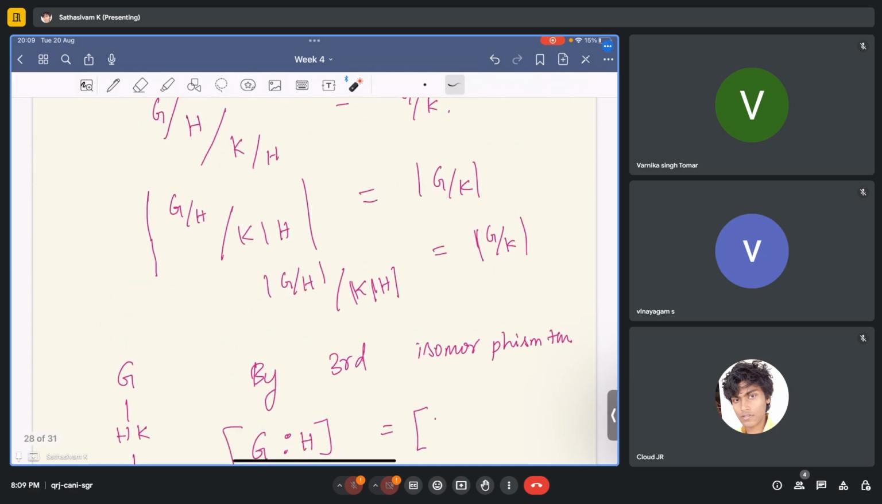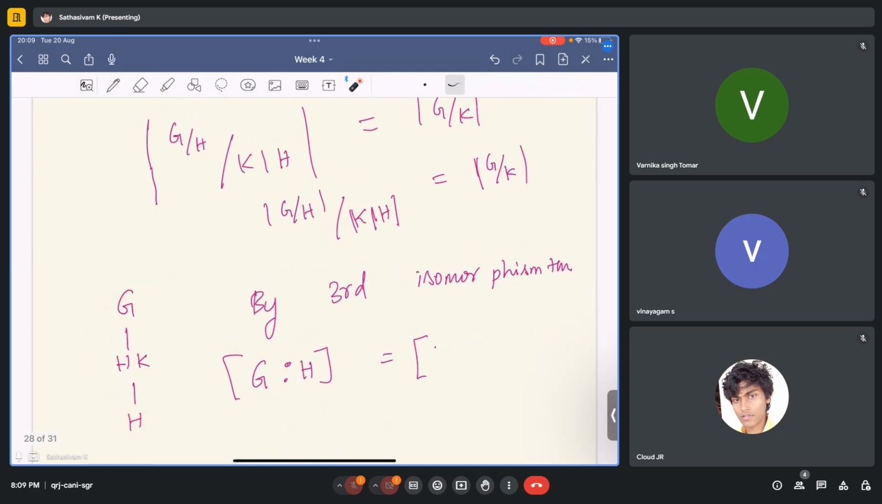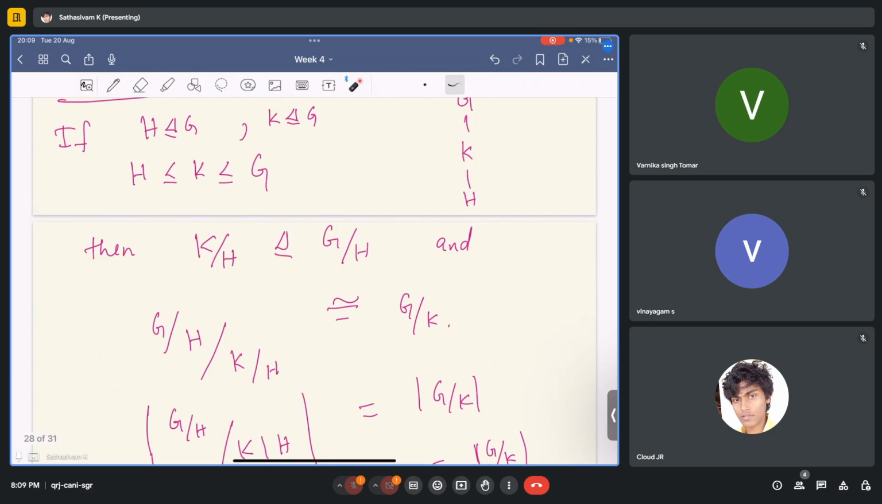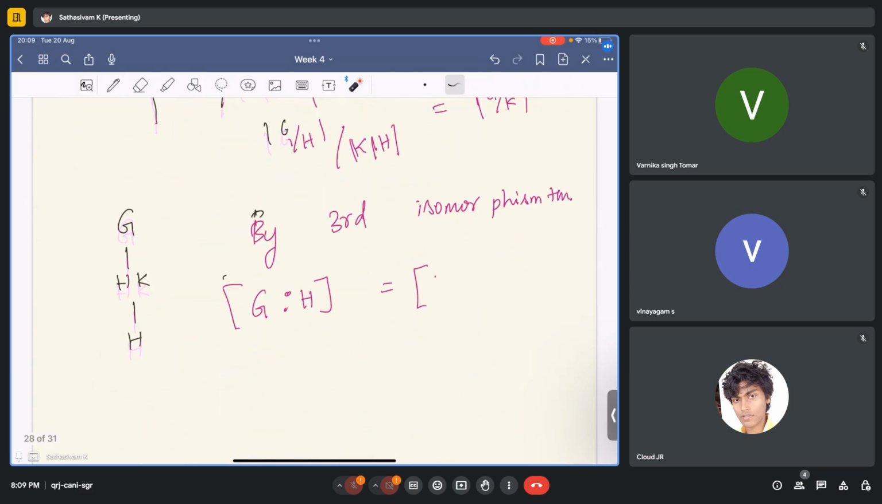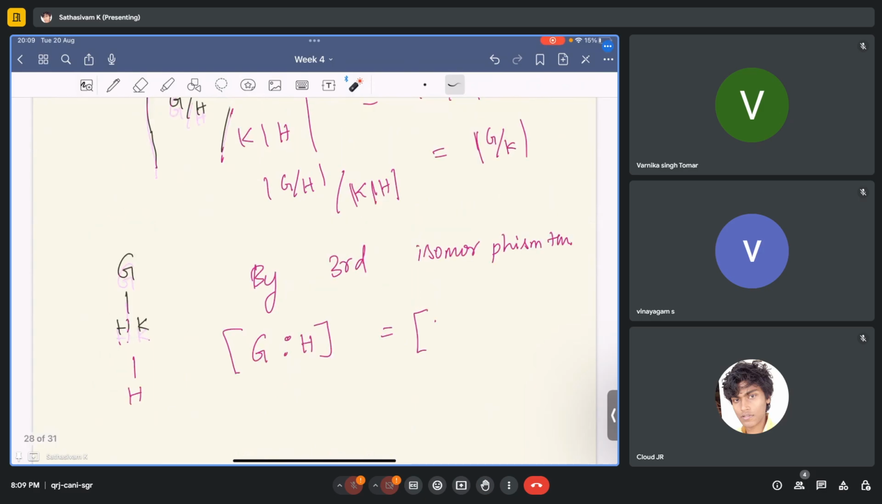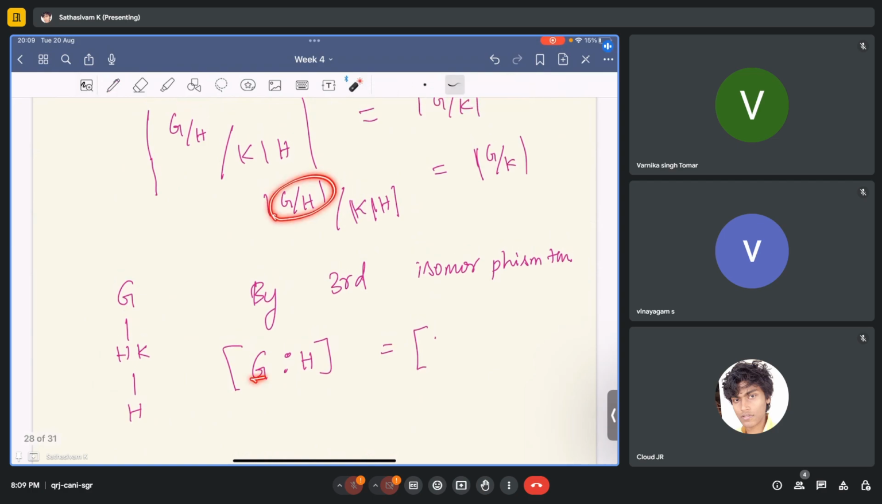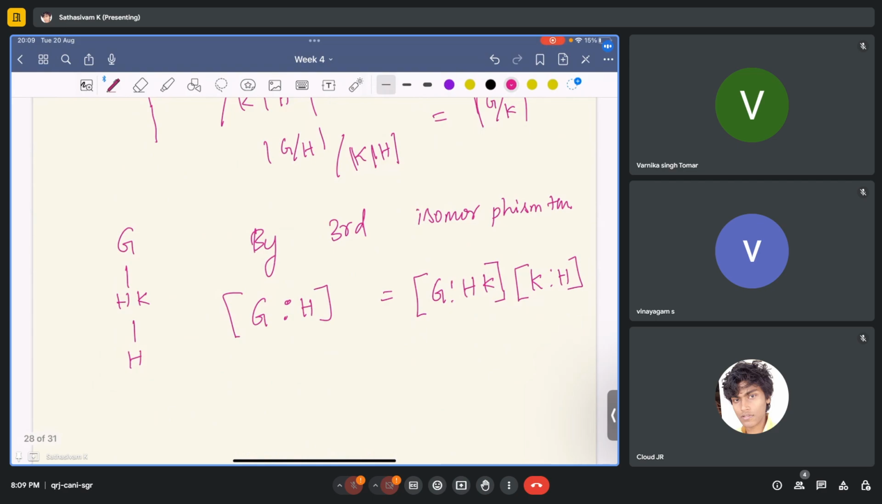In this case, for G by H, instead of K we have HK. So in the earlier chain we had G, K, H, but in this chain we have G, HK, and H. This order is nothing but the index, G by HK. What I know is that G by H is P.